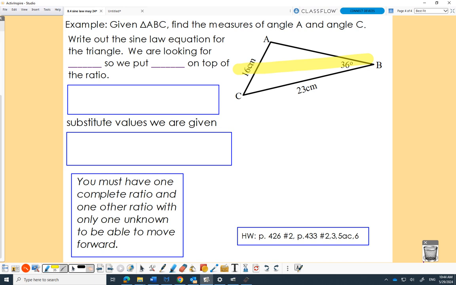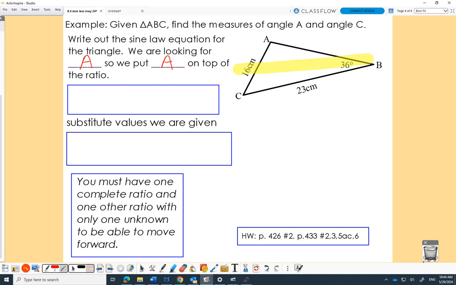So, it says, given triangle ABC, find the measure of angle A and angle C. Write out the sine law equation for the triangle. We are looking for A, capital A. So put A on the top. I don't know that you need to do that. That's just if your cross multiplying is not strong. So you could write the sine law this way.